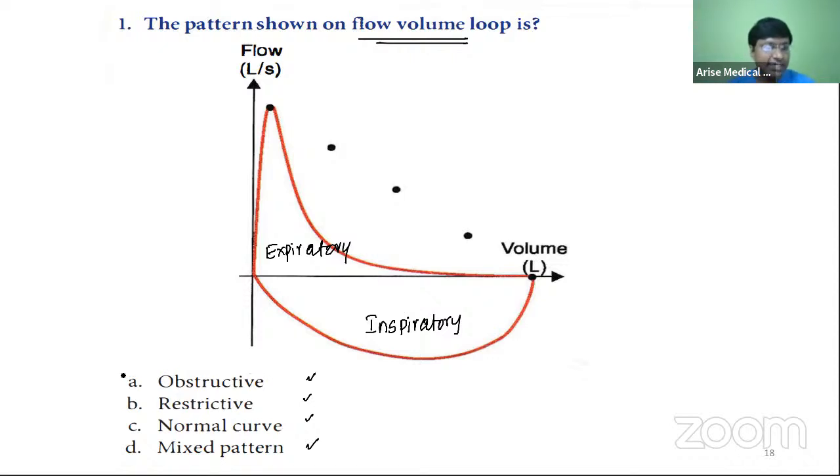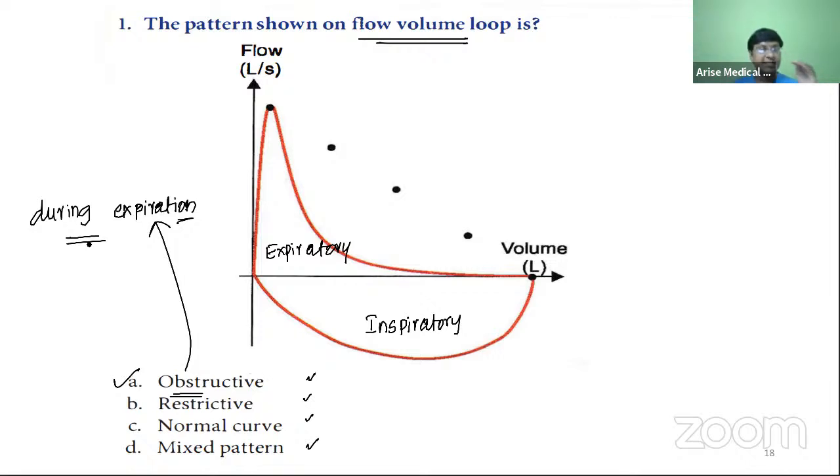Right, very good. The answer is obstructive lung disease. So in obstructive lung disease, the obstruction is during expiration. Because there is an obstruction during expiration, what will happen? See, this is the normal expiratory loop.